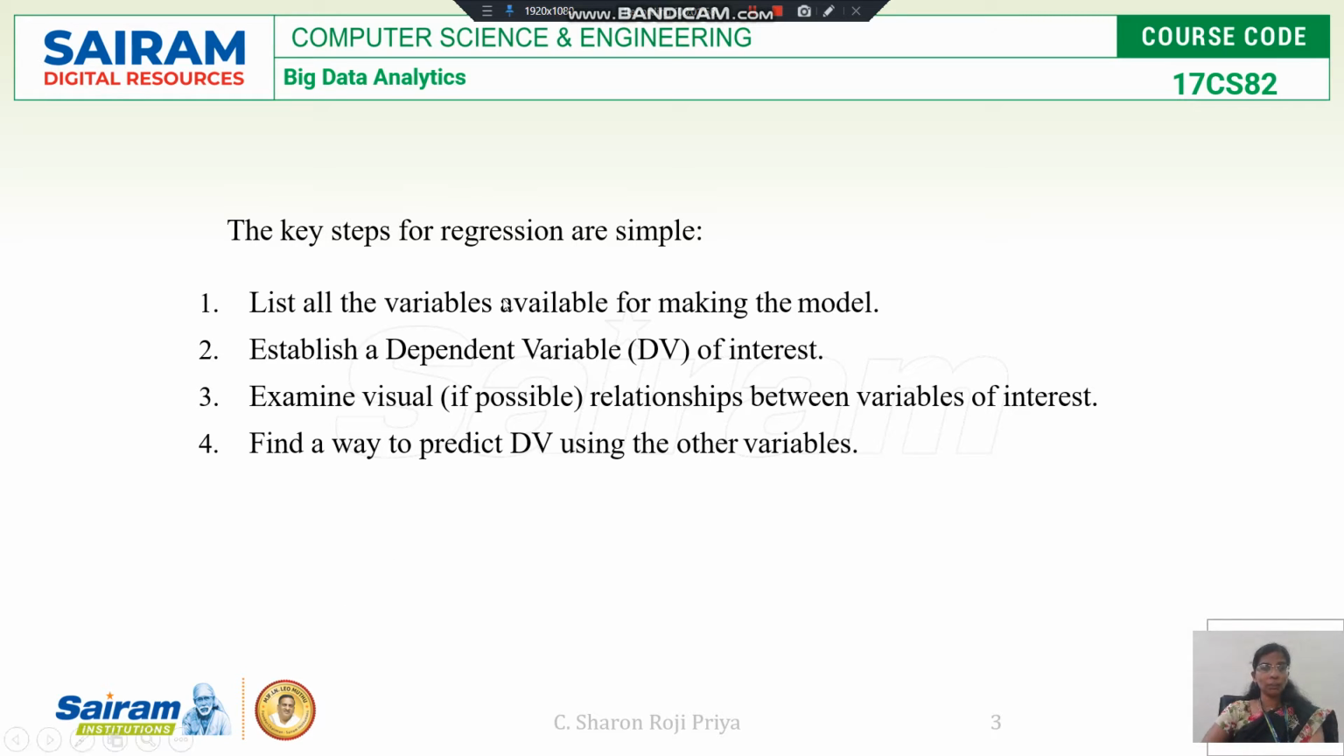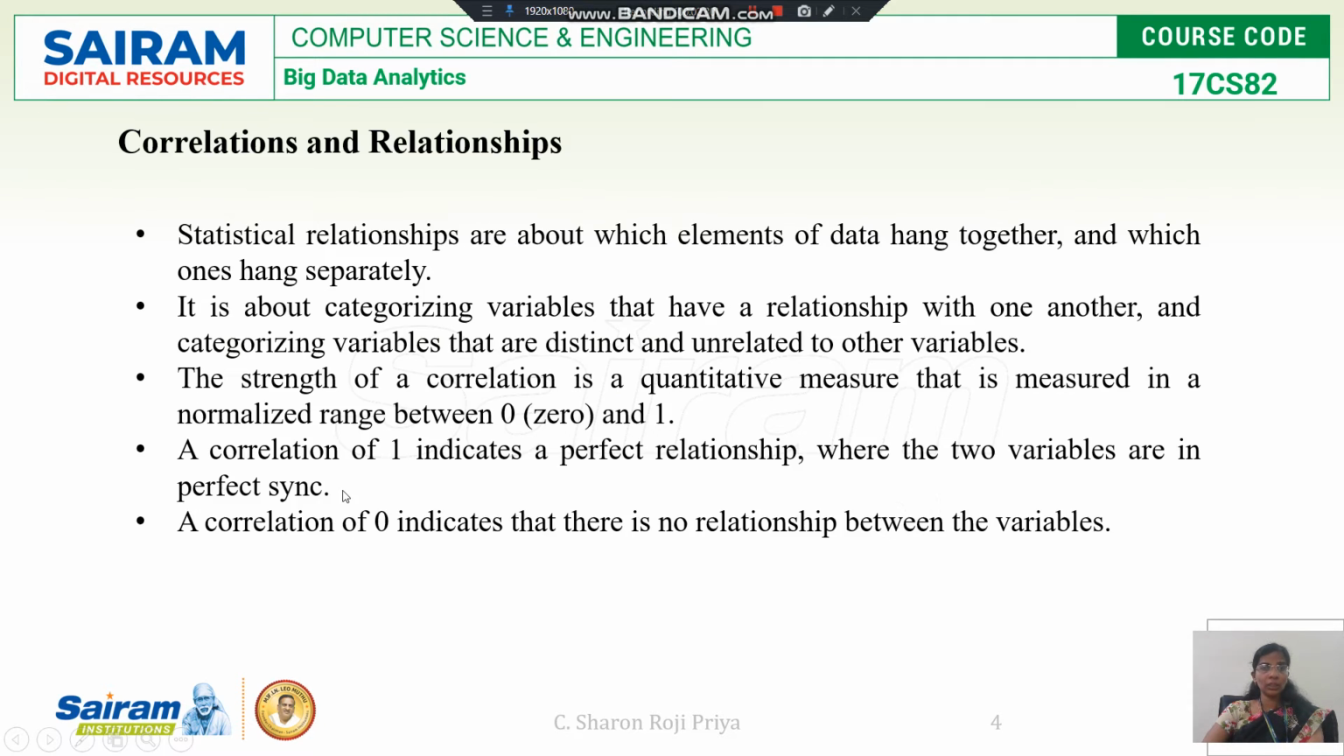Then you have to establish a dependent variable and just visualize it and check whether you could get a relationship between the dependent and independent variable. If you couldn't visualize and understand the relationship between them, you have to predict the dependent variable using the other variables. You have to predict the value of the dependent variable using other variables. So these are the steps under regression.